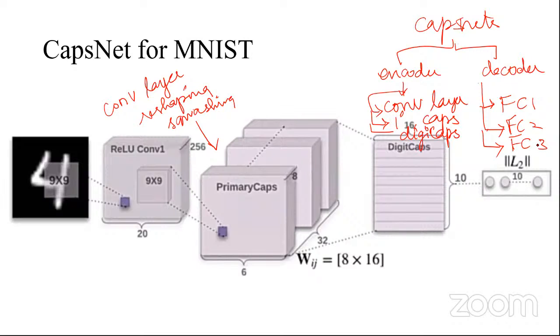This is actually similar to our CNN. The only thing is that some terms are different, and we are grouping this information, and we are preserving the orientation, pose, skewness, thickness. So all these spatial informations are preserved here.